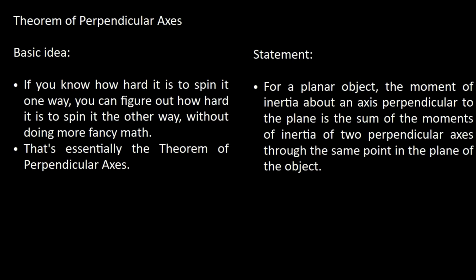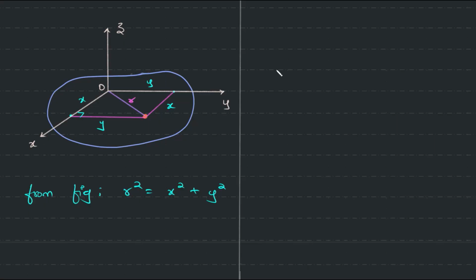If you know how hard it is to spin an object in one way, you can figure out how hard it is to spin it in the other way without doing more fancy math. This is basically the theorem of perpendicular axis. So your statement is, for a planar object, the moment of inertia about an axis perpendicular to the plane is the sum of the moments of inertia about two perpendicular axes through the same point in the plane of the object. Okay, it's kind of weird. So let me go to the proof itself.